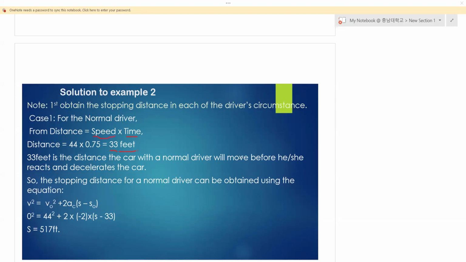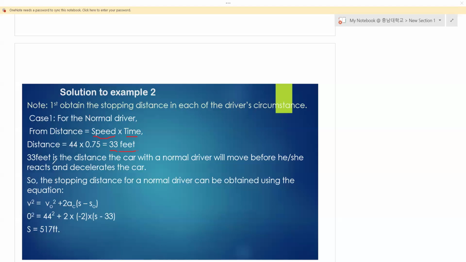Now, 33 feet is the distance the car with the normal driver will move before he or she reacts and then starts to decelerate, right? The driver will first see, and then first move that distance, and then his senses will tell him, now put on the pedals and stop. Later on, we are going to calculate what is the distance that this person will have to stop. Now keep that as our solution one for a normal driver.